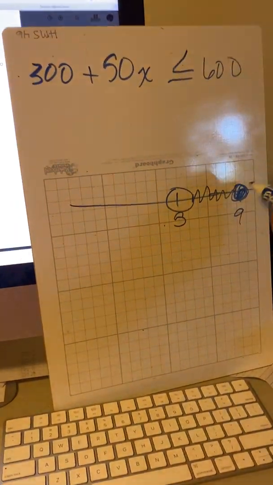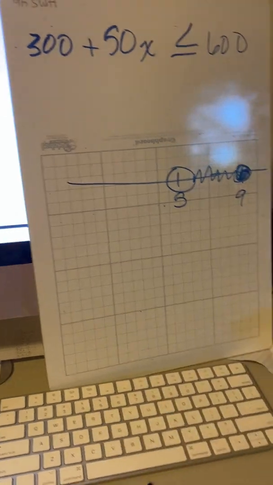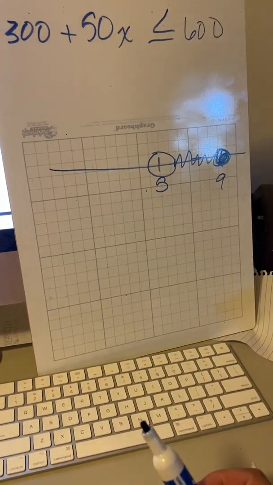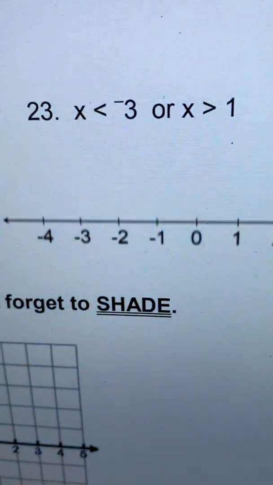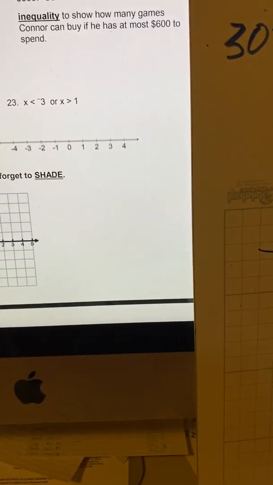This one shades this way. This one shades this way. Some of you showed both of them on there, pointing both different ways. I don't care about that. I need to know just what would work for both of them. This is the one that it doesn't matter if you show them on the number line.